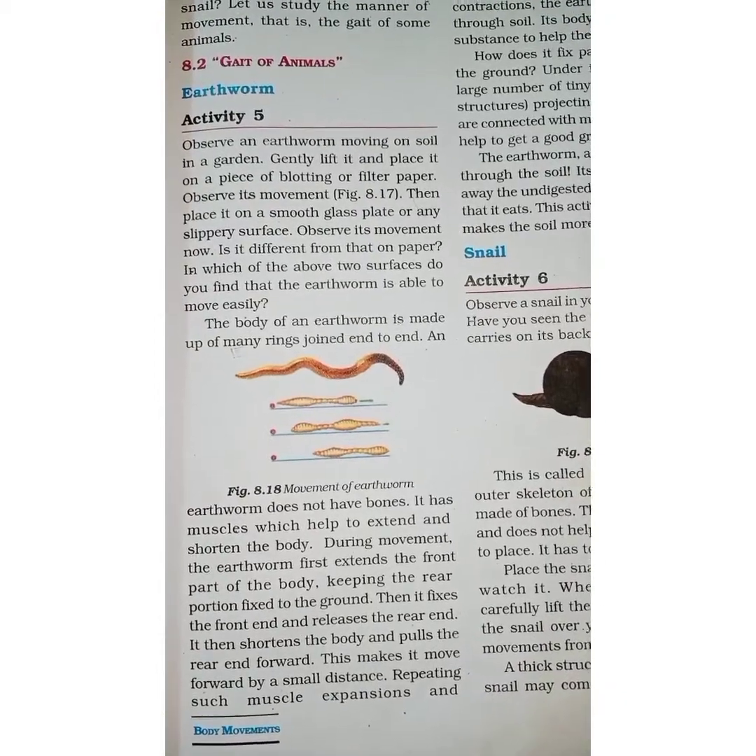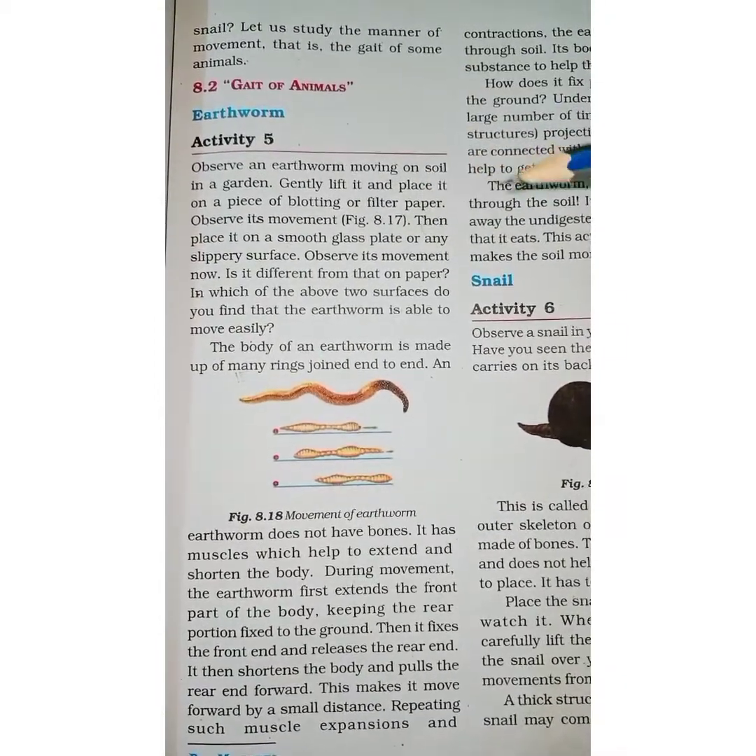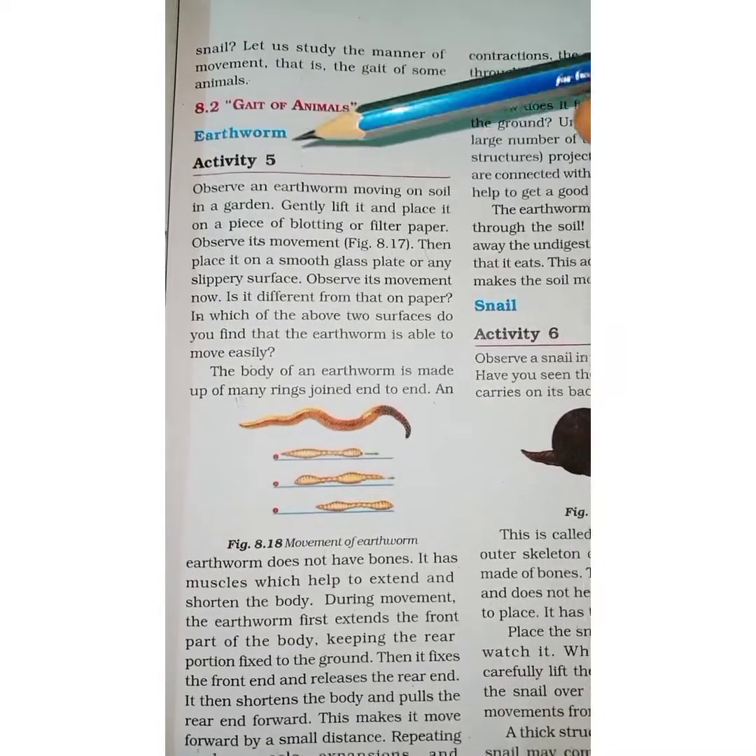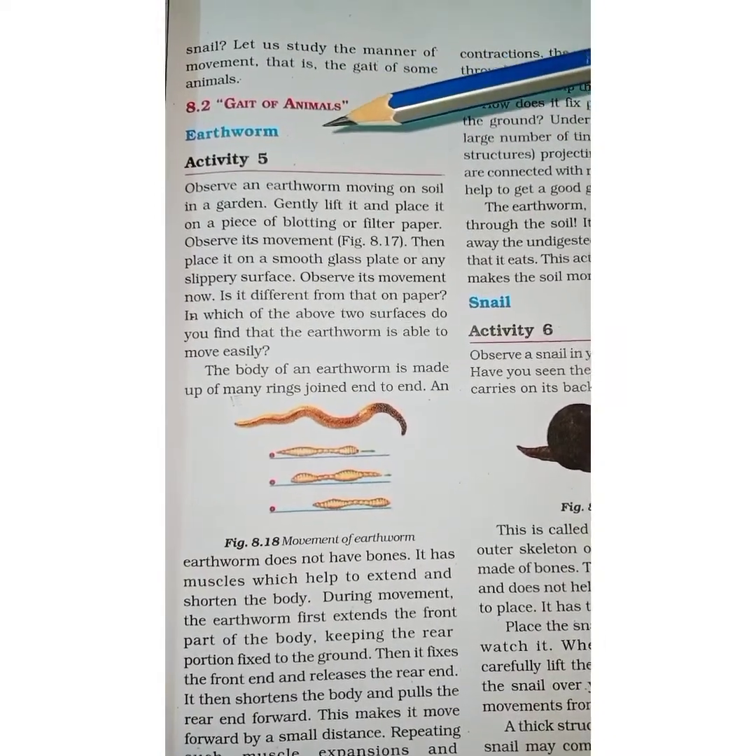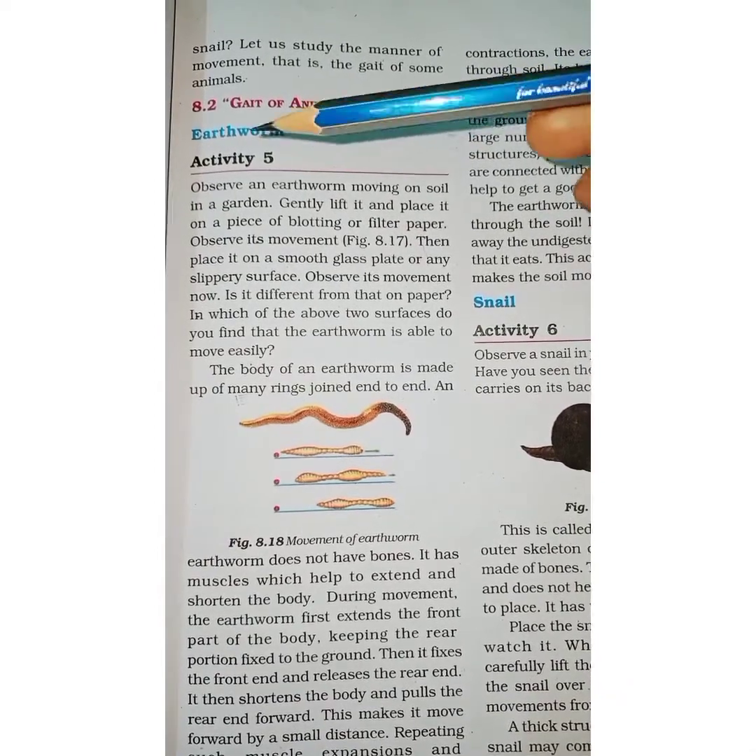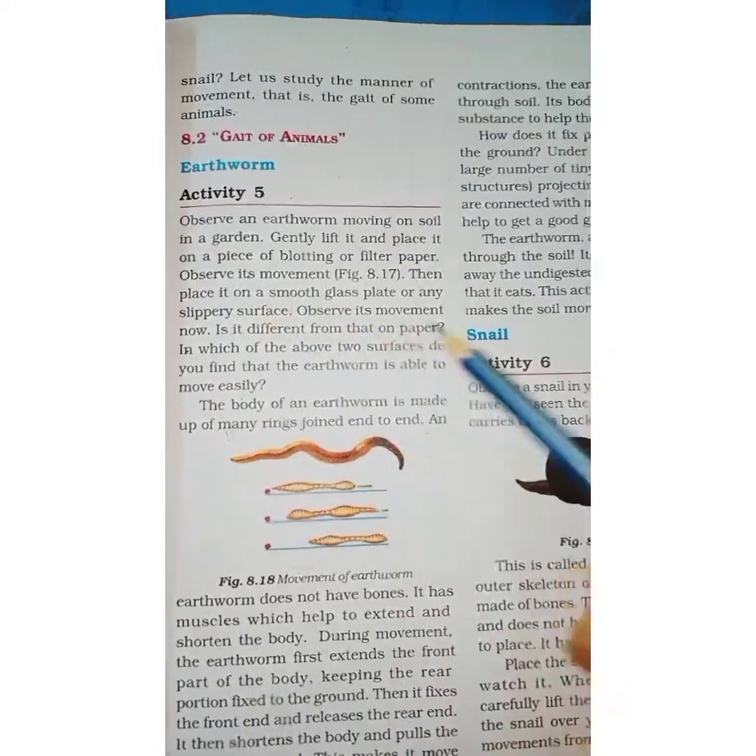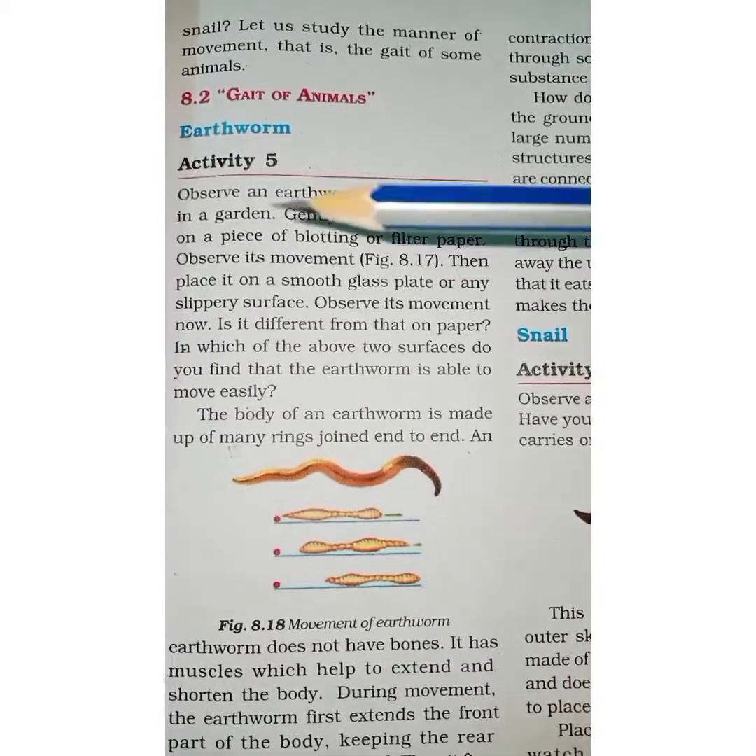Hello students of grade 6, let us continue the lesson body movements. So, 8.2 gaits of animals. The first one which we are going to discuss is about the earthworm. So the activity 5, let us see what it says.